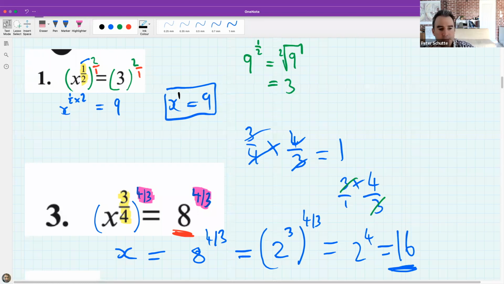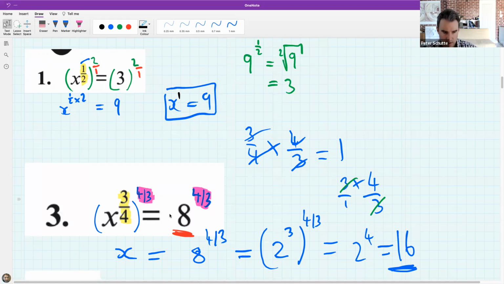I said, since it was x^(3/4) = 8, I did the exponent part and raised it to the exponent of 4, and did it to 8.